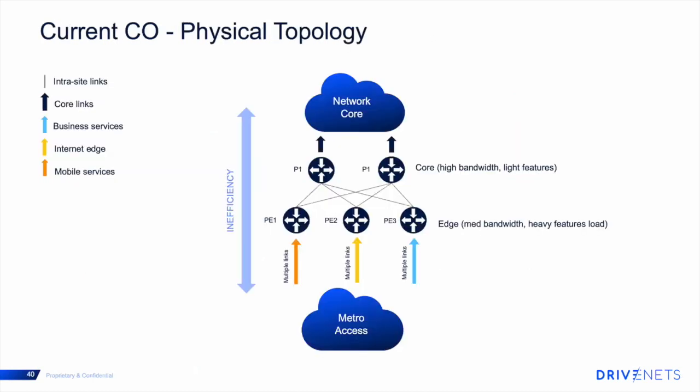So let's take the current central office and see what we can do with it, with a line of thought like I'm trying to convey here. In most service providers, if we look at a CO, we would see the PEs, the provider edge. This is the service attachment point. For example, internet peering, mobility services, enterprise services like layer 2, layer 3, VPNs.